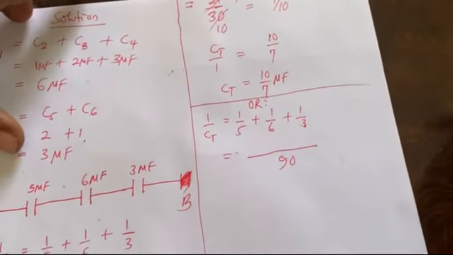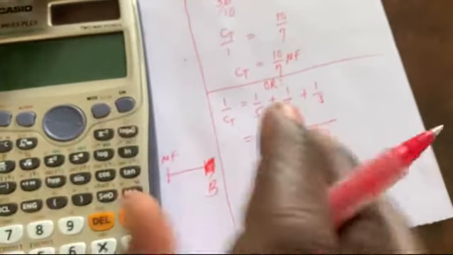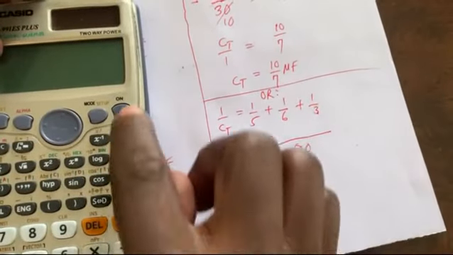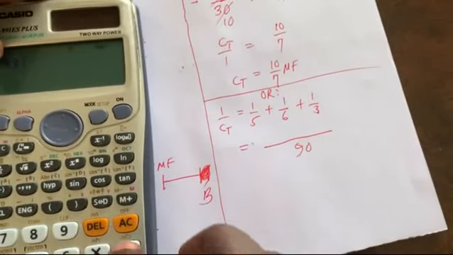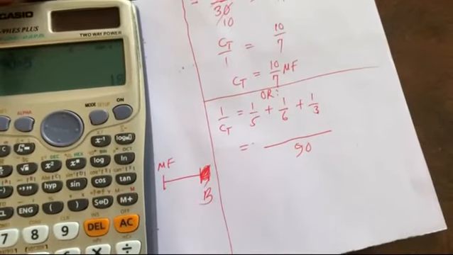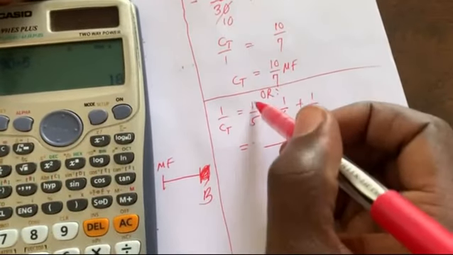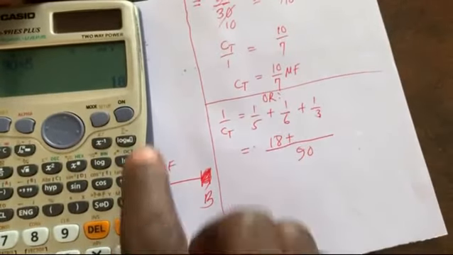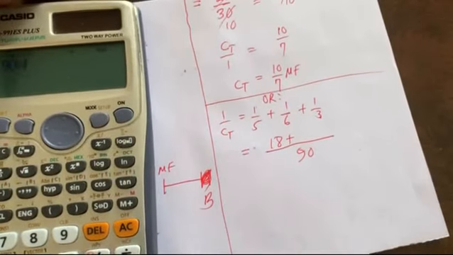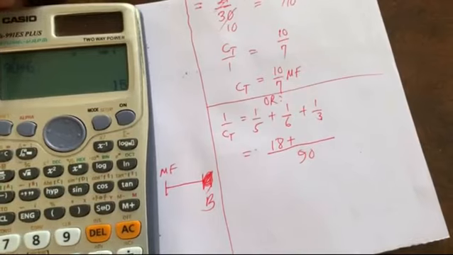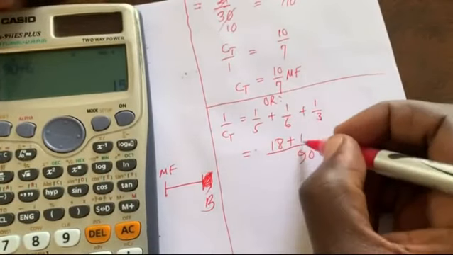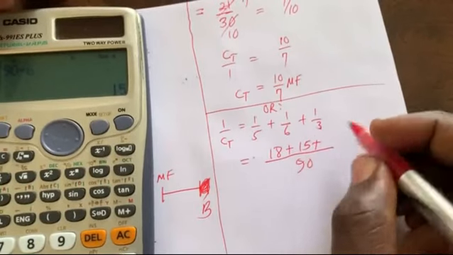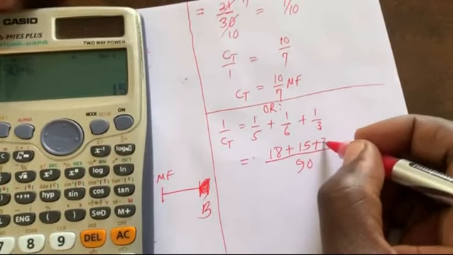Next, let me bring this calculator here. So you now say 90 divided by 5. This will give you 18. That 18 times 1 is still 18. Plus 90 divided by 6. This will give you 15. 15 times 1, 15. Plus 90 divided by 3. Press 90 divided by 3 and you will get 30.